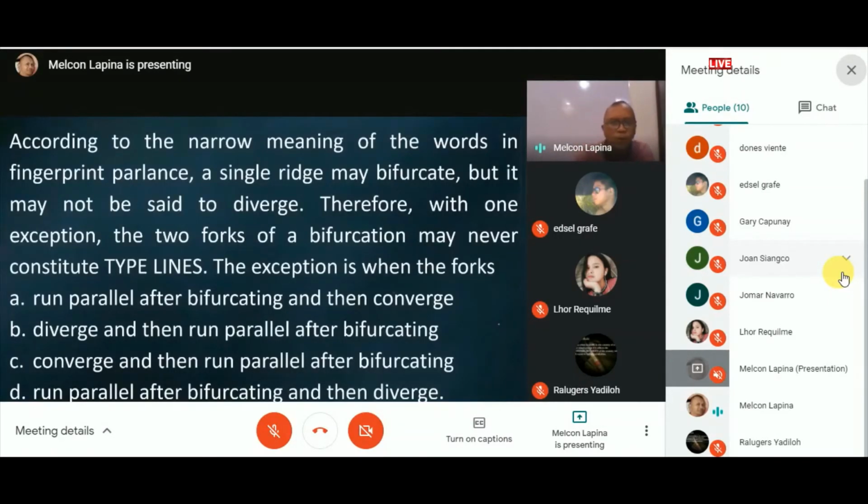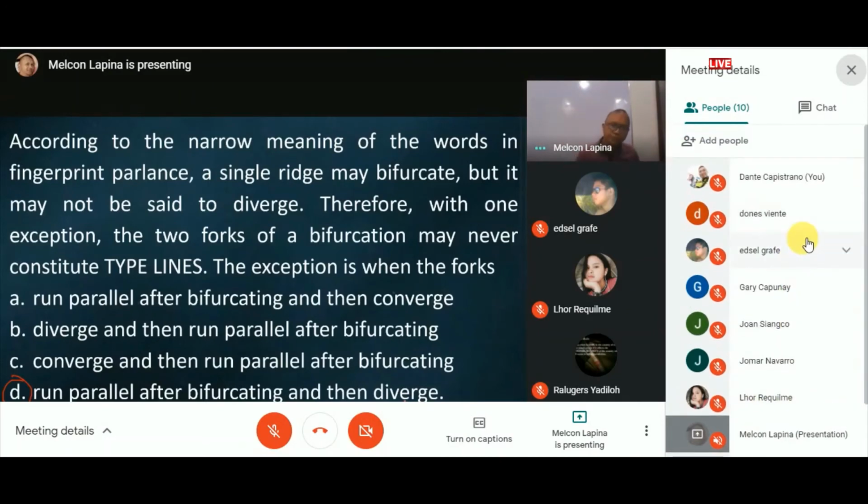According to the narrow meaning of the words in fingerprint parlance, a single ridge may bifurcate, but it may not be said to diverge. Tama yan. So, nag-bifurcate pero hindi pwedeng diverge kasi ang proper term na diverge, may dalawang ridges. Therefore, with one exception, the two forks of a bifurcation may never constitute flanks. The exception is when the forks run parallel after bifurcating. Pagkatapos na nag-bifurcate, nag-run parallel and then diverge. That is an exception to the rule that a bifurcation may not be considered as pipelines.